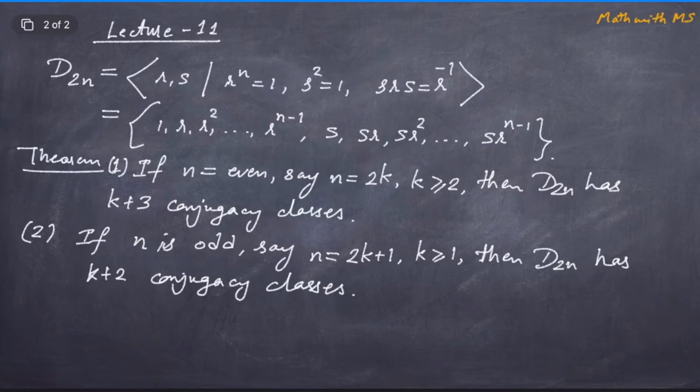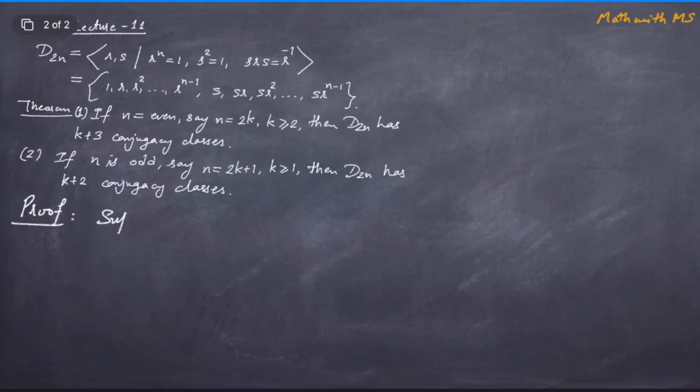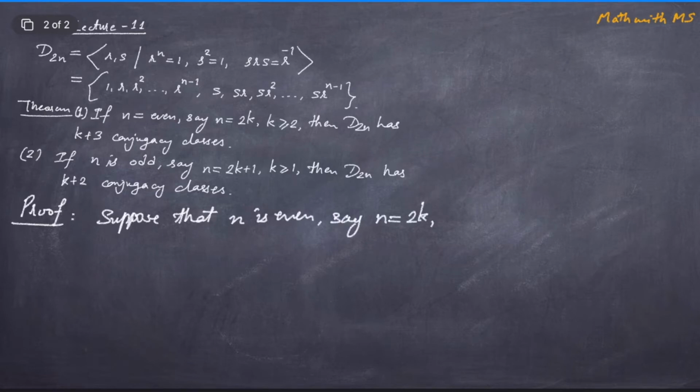All right. So we are going to compute the conjugacy classes explicitly. It will be a purely group theoretical computation, but this will also give you an idea how to really proceed for small order groups if you are given the presentation. So let's prove it. First, suppose that n is even. Let us say n is equal to 2k, where k is bigger than or equal to 2.